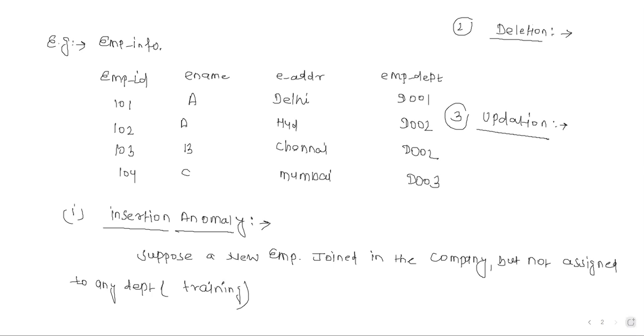Now come to types of normalization. We'll start with the first normal form. We call it 1NF, called the first normal form. Now, what does the first normal form say? That is the important thing we have to understand.